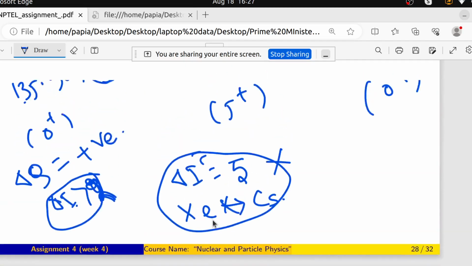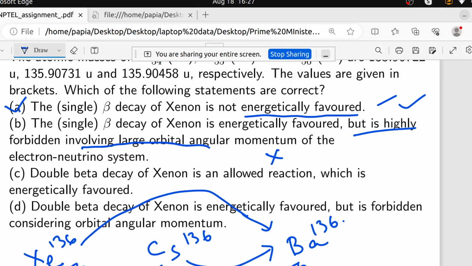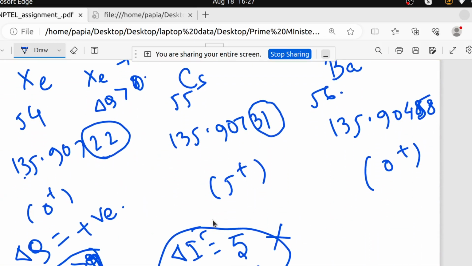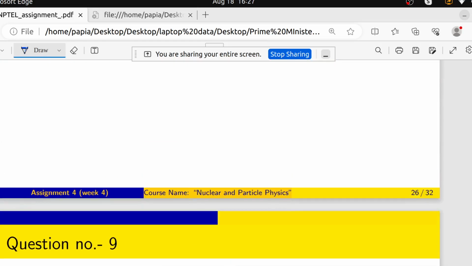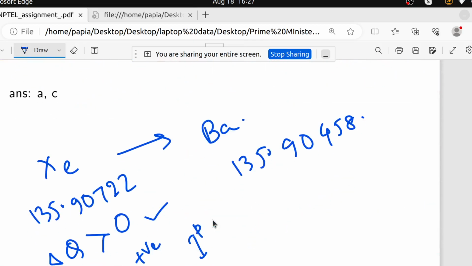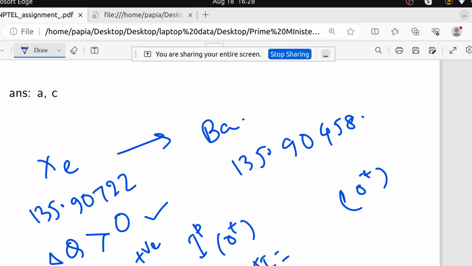Okay, fine. Now what they are telling is whether it is an allowed reaction or not, which we have to check. It is energetically favored, that is good, but whether it is an allowed reaction or not, we have to check. How can we check that? With the help of the IP value. What was the IP value for xenon? It was 0 plus. And barium? 0 plus. That means 0 plus will go to 0 plus. So what will be the delta I value? Delta I value will be 0. What will be the parity? Parity change is no, because positive to positive.